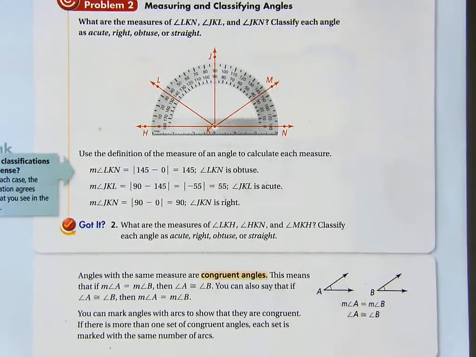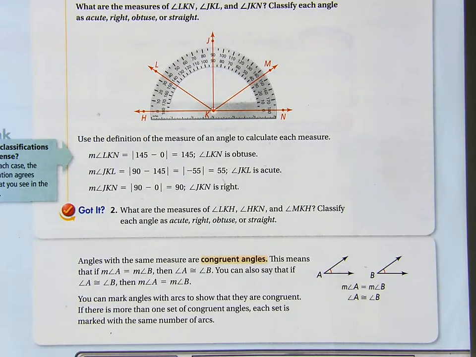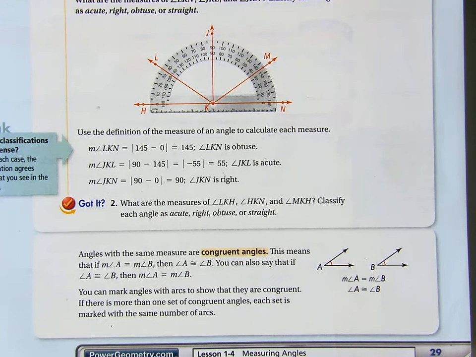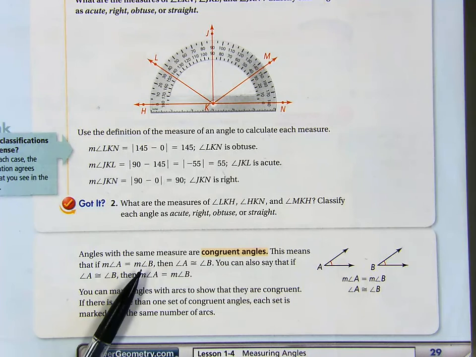Now, just like with segments, we have congruence. Congruence means same shape, same size. With angles, unlike segments, which are all basically the same shape, the size of the angle determines its shape. So congruent angles are going to look a lot alike because their measures are the same. Angles with the same measure are congruent angles. This means that the measure of angle A equals the measure of angle B if their measures are the same. If they're both 30 or they're both 36, then they're congruent.